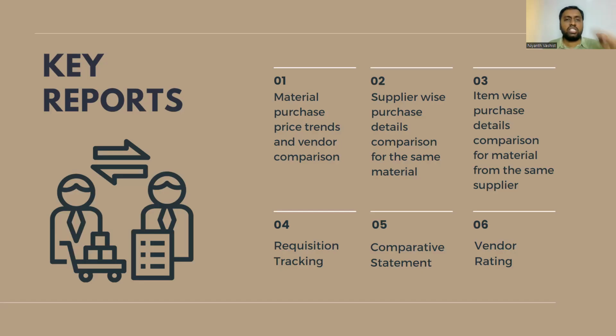And the last one, based on all these things, we give a vendor rating. The vendor rating report is also very important. And using that vendor rating, we'll be choosing which vendor to go ahead and which vendor to be rejected. Now, this is how procurement works.